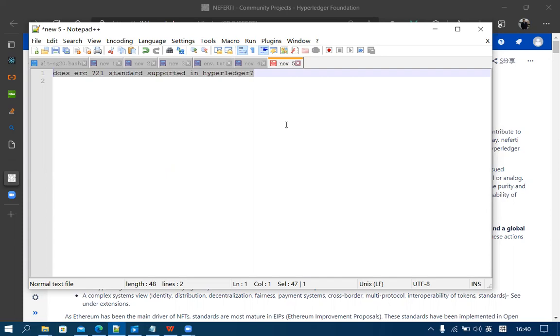Yeah, and I can also add that 721 is just a kind of guideline, a definition, right? It could be implemented in any language. What the Hyperledger Fabric developers did was implement what the 721 specification provided in Ethereum. They just implemented those standards in a chain code.